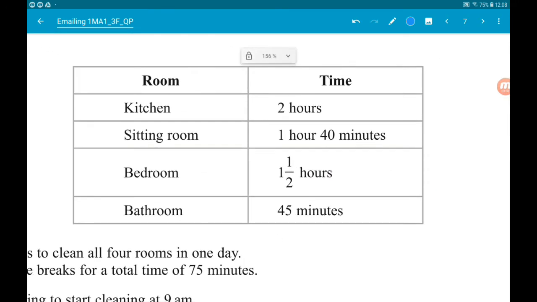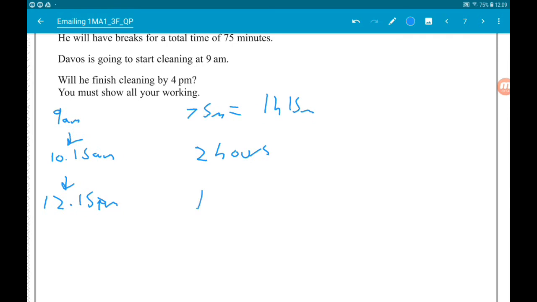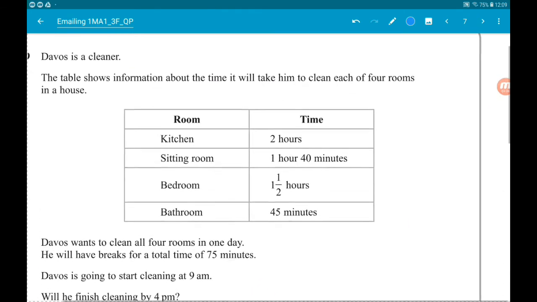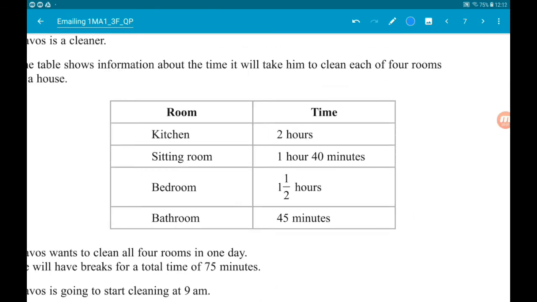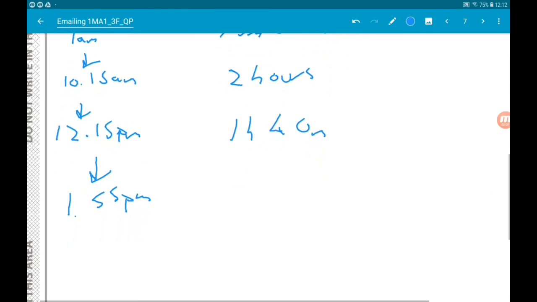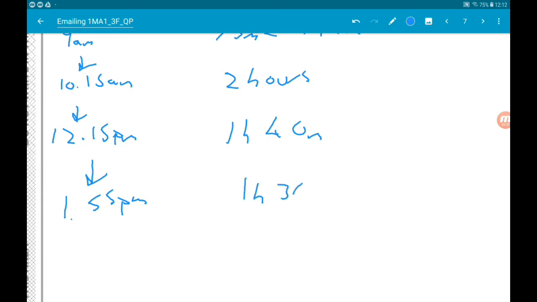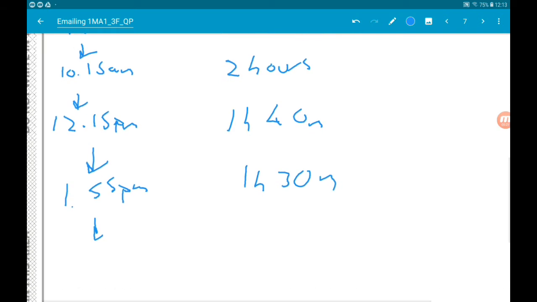The sitting room is going to take him 1 hour 40 minutes. So 1 hour is going to take us to 1:15, and the 40 minutes takes us to 1:55. The bedroom then takes us 1.5 hours, so that's 1 hour 30 minutes. So 1 hour would take us to 2:55. 5 minutes would take us to 3. We then got 25 more minutes, so that's going to take us to 3:25.